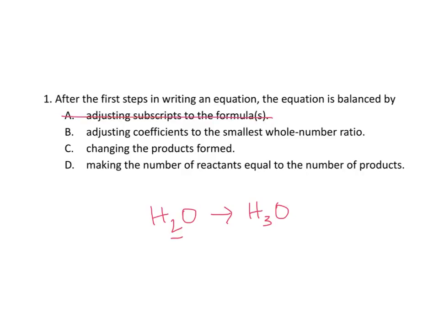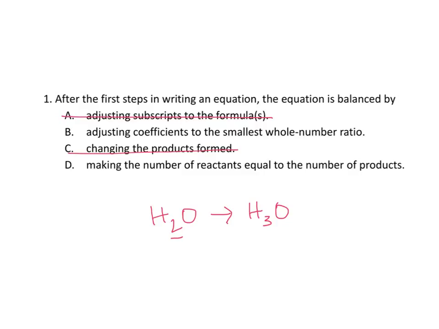Let's jump down to C, changing the products formed. That really doesn't make sense because your products formed depend on the reactants and the conditions that the reactants are placed in. So you can't really control that. So you can't change the products formed in order to balance an equation.